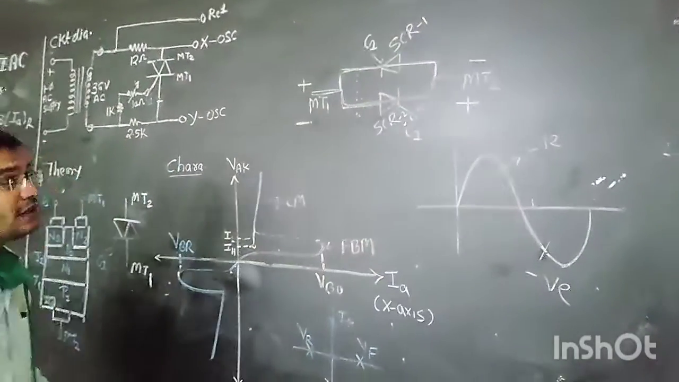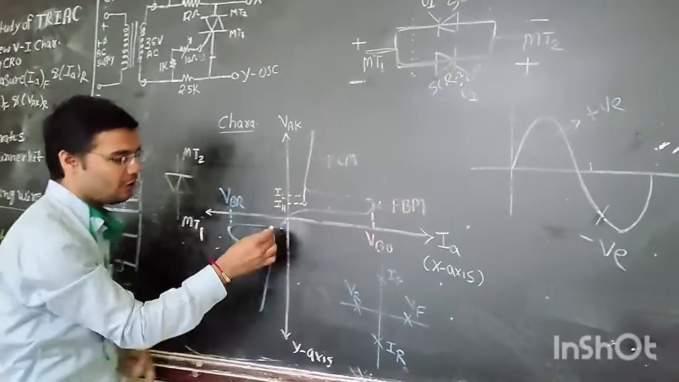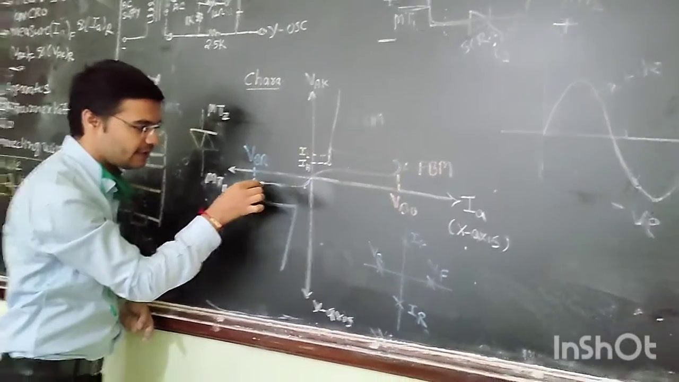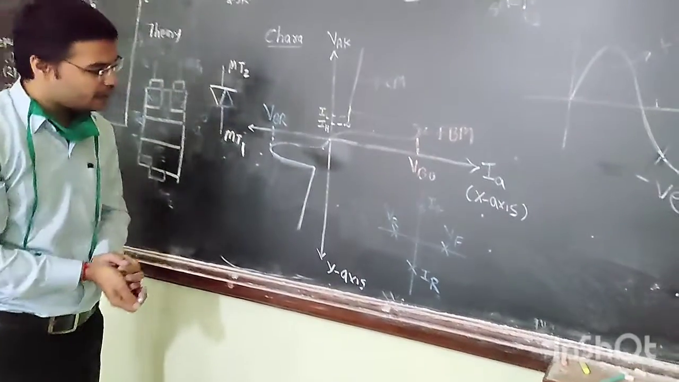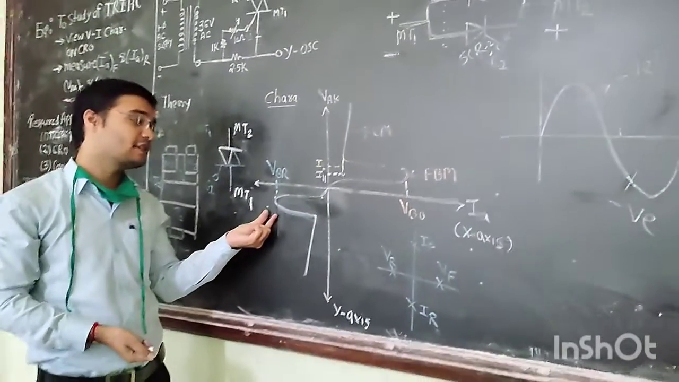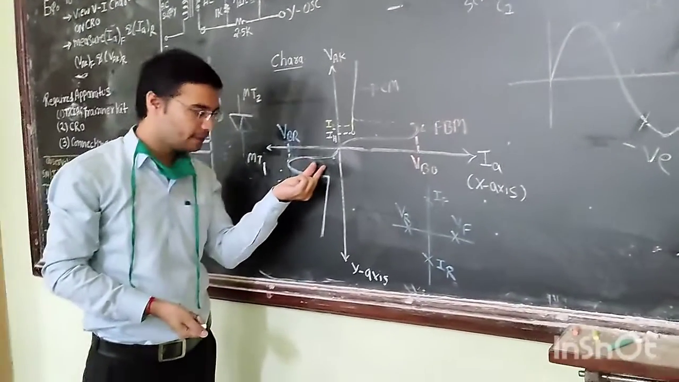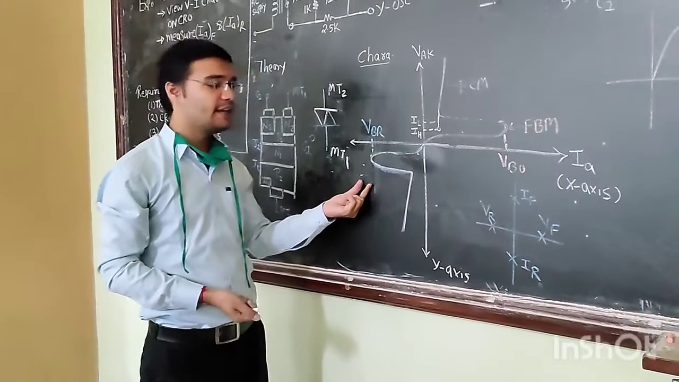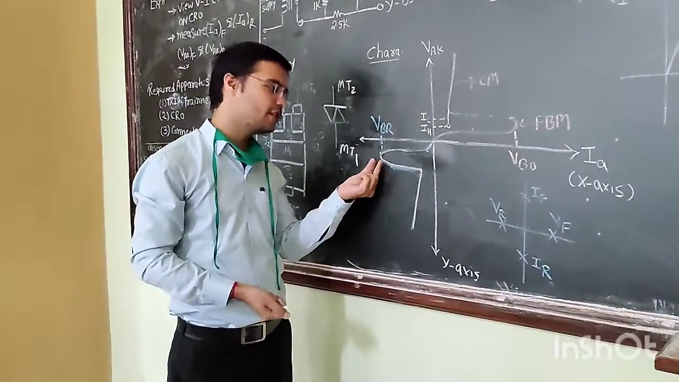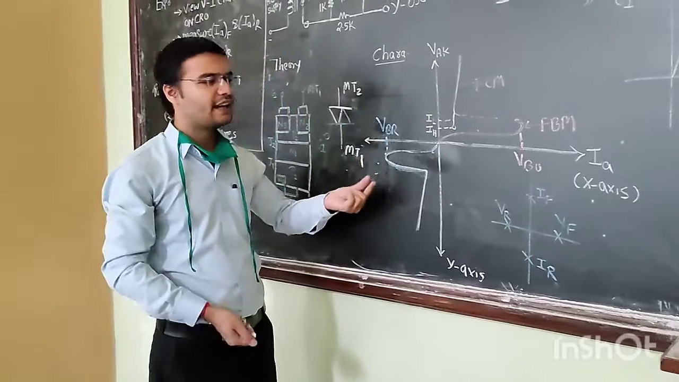It means what happened? This is the reverse fourth quadrant operation. The characteristics look like this condition. This is how the conditions look, right? These are the characteristics. Then, if you are observing, why is this reverse breakover voltage shifted to here? Follow the SCR characteristics.